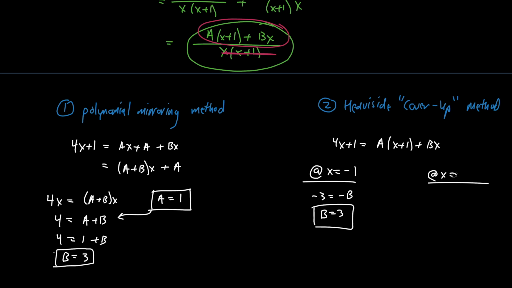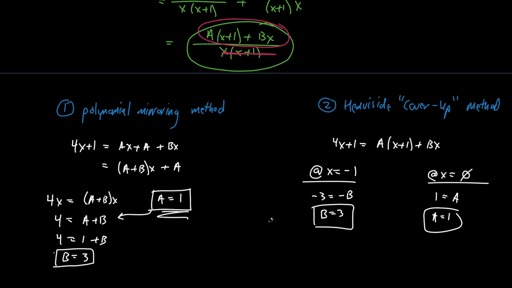Plugged in negative 1. Now, what would we choose for the second value? What strategic x value could you choose to cancel out now the b coefficient to get just a by itself? Well, choose x to be 0. 0 times b would be 0. So at x equals 0, you get 0 plus 1, 1, equals a times 0 plus 1, which is a times 1, or just a. And look at that. 1 equals a, or similarly, a equals 1.